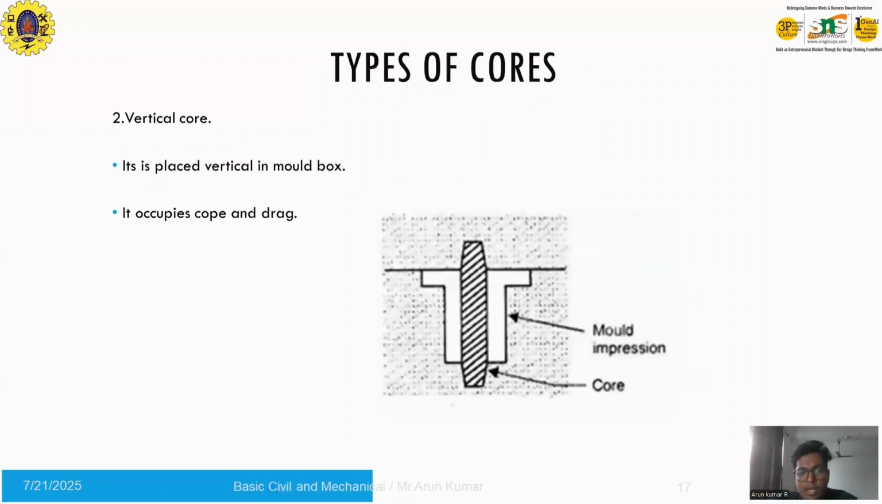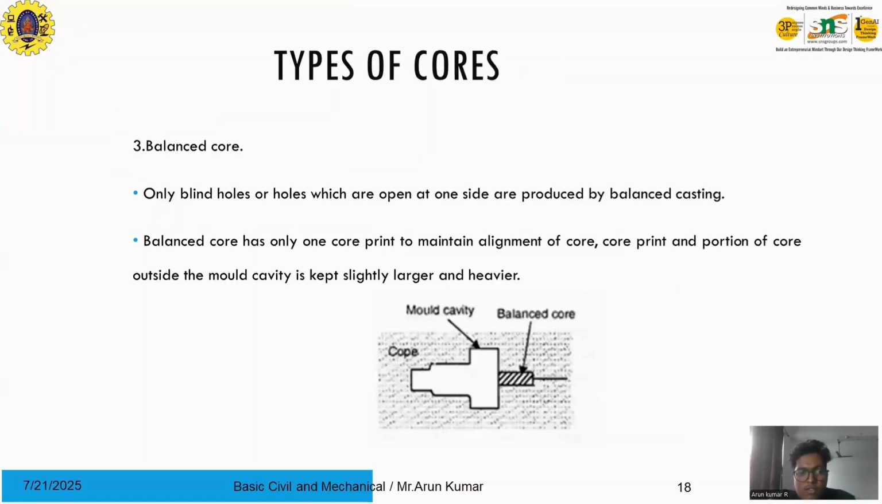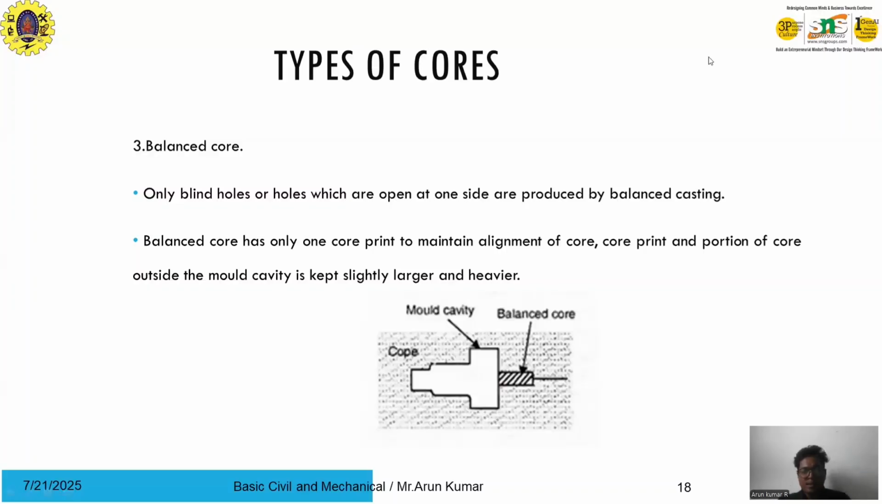Let's see the vertical core. In the vertical core, the mold impression and the core are in vertical form. It is placed vertically in the mold box. It occupies both the cope and drag parts of the mold. The next type is the balanced core. What is the meaning of balanced core?